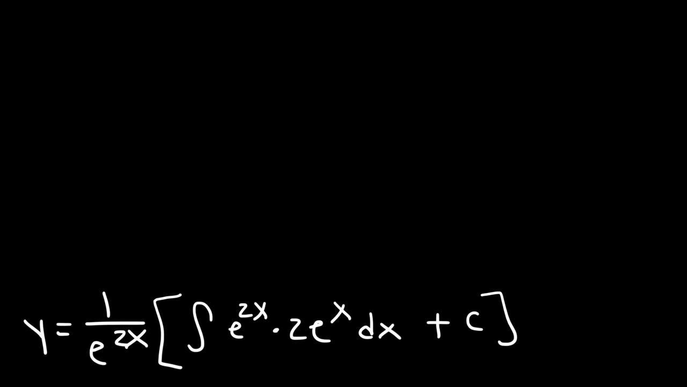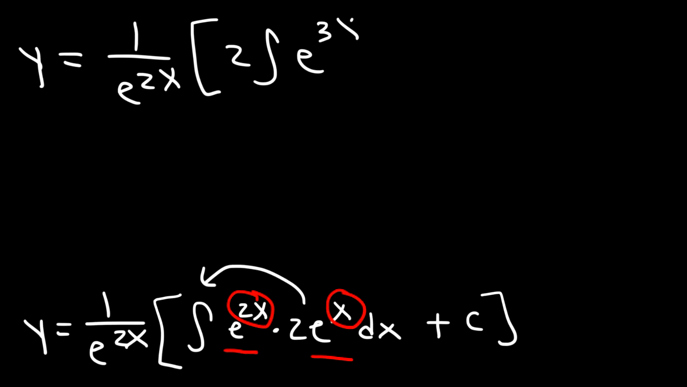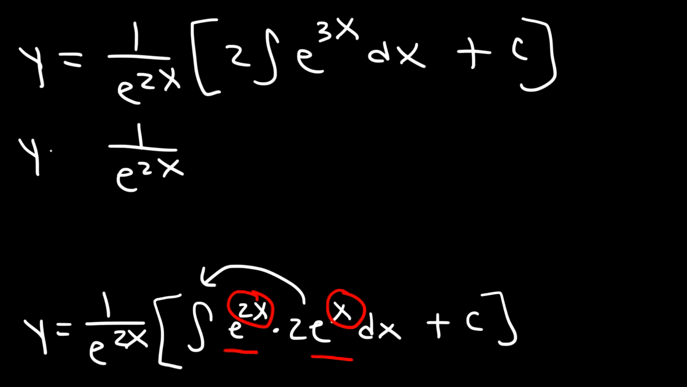Now let's simplify the expression before we integrate it. So e to the 2x times e to the x, what is that equal to? We need to add 2x plus 1x, which is 3x. So right now we have this expression. We can move the 2 to the front. So this is going to be 2 times the integral of e to the 3x dx plus the constant of integration. Now the antiderivative of e to the 3x is e to the 3x divided by 3.